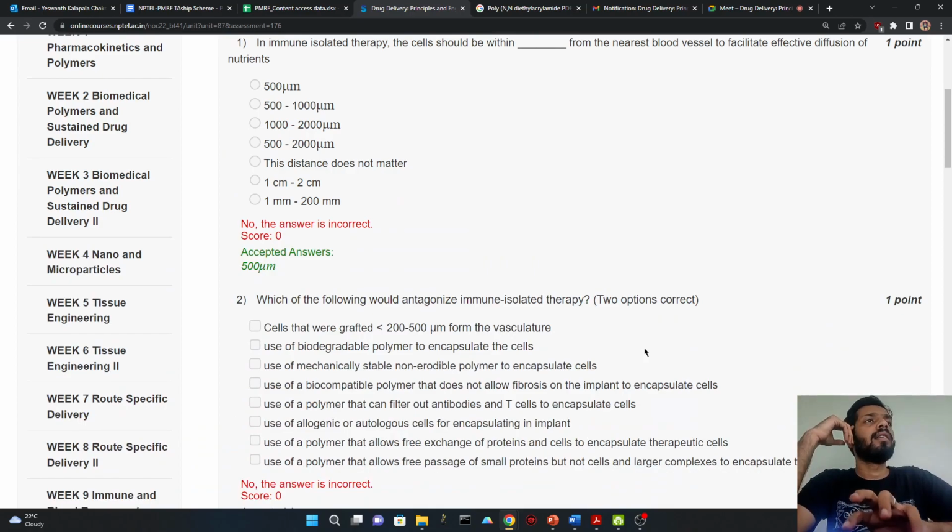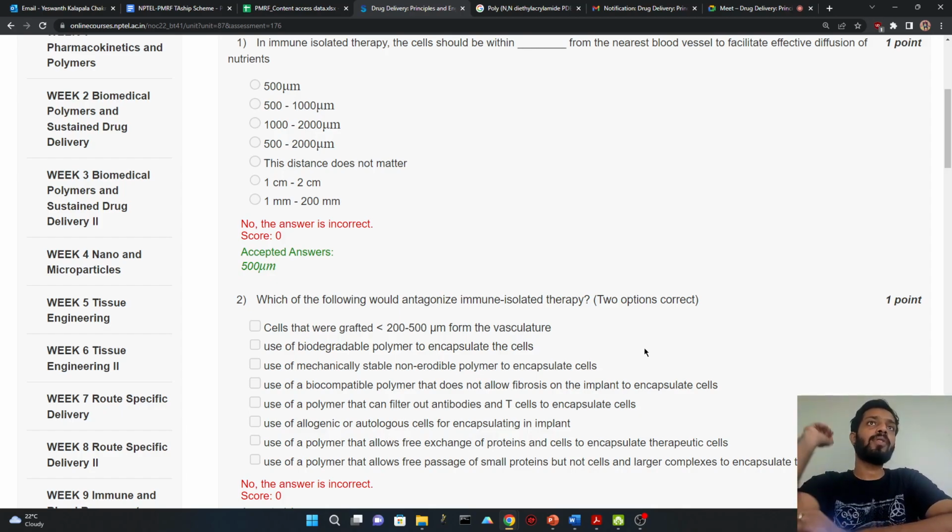Which of the following would antagonize immune isolated therapy? Cells that were grafted less than 200 to 500 micrometer from the vasculature, use of biodegradable polymer to encapsulate the cell, use of mechanically stable non-erodible polymer to encapsulate the cell, use of biocompatible polymer that does not allow fibrosis on the implant to encapsulate the cells, use of polymer that can filter out antibodies and T cells to encapsulate cells, use of allogenic or autologous cells for encapsulating in the implant, use of a polymer that allows free exchange of proteins and cells to encapsulate therapeutic cells, use of a polymer that allows free passage of small proteins but not cells and larger complexes to encapsulate therapeutic cells.